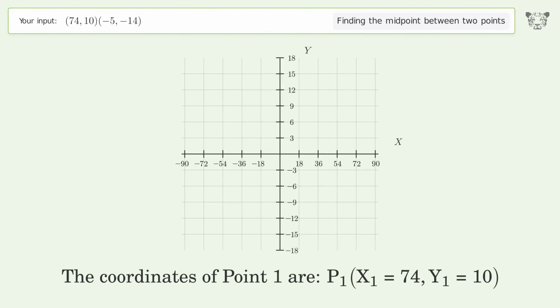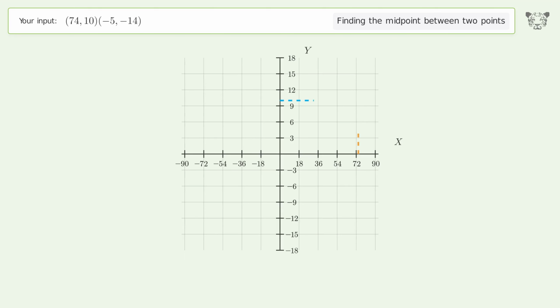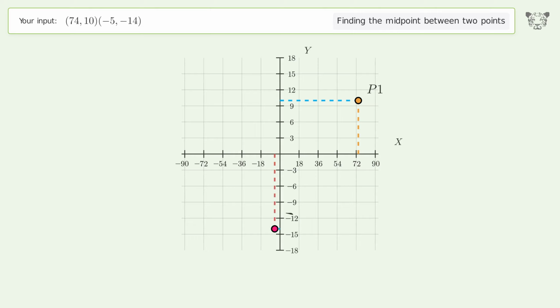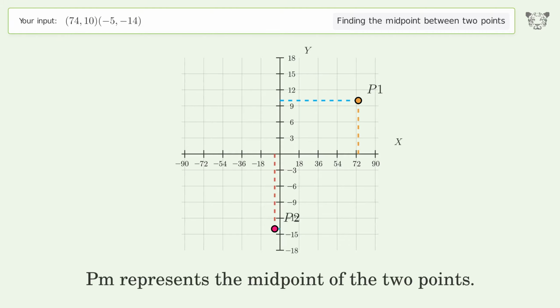The coordinates of point 1 are, x1 equals 74, y1 equals 10. The coordinates of point 2 are, x2 equals -5, y2 equals -14. PM represents the midpoint of the 2 points.